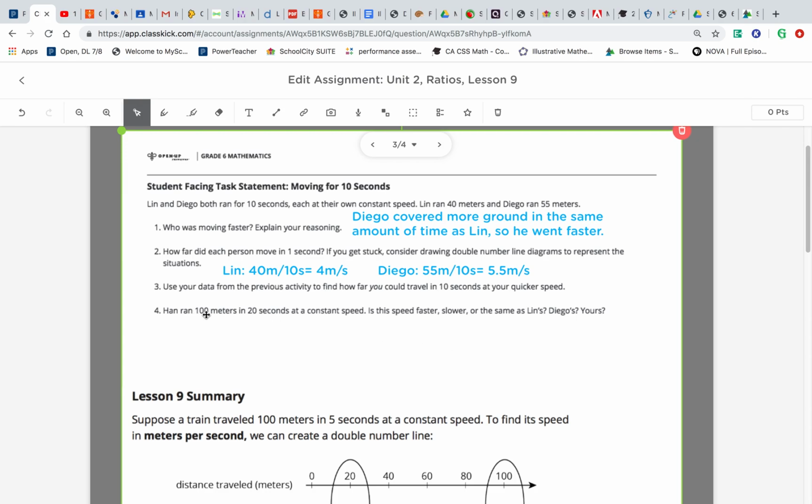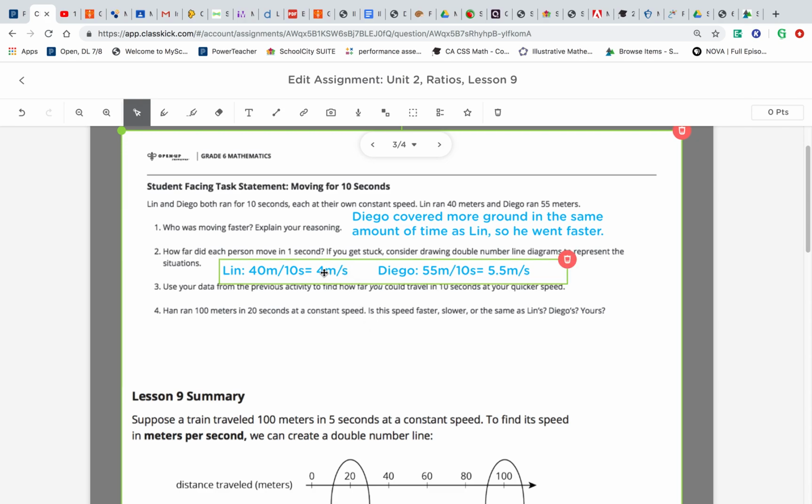100 meters, boy, that sounds like a lot, right? That's more than 40, and it's more than 55. But you can see here, this is over 20 seconds. And their times were only over 10 seconds. So we can't just look at the 100 meters and say, since that's bigger than these two, Han automatically ran faster than them. Instead, what we have to do is get their rate of speed for all of those, using the same amount of time, right? So the easiest way to do that is just to look at meters per second.